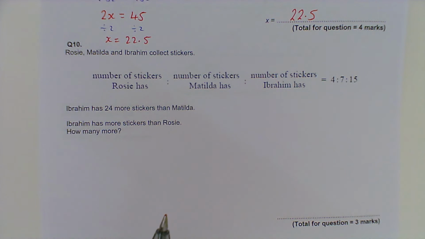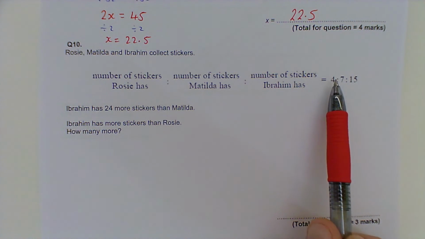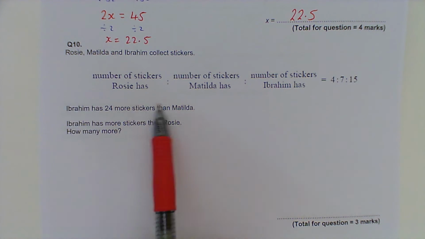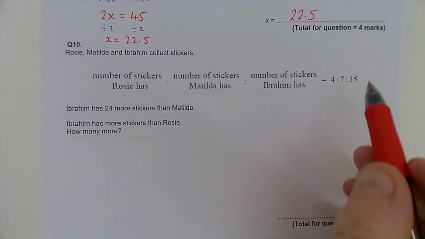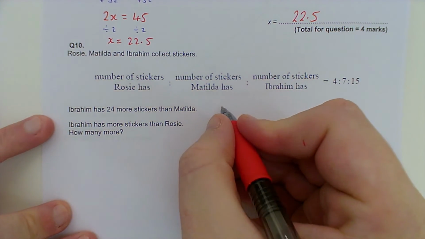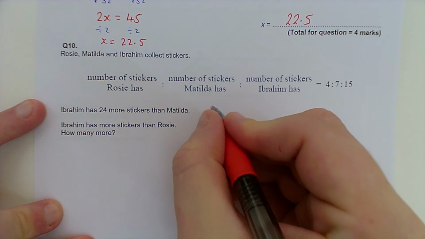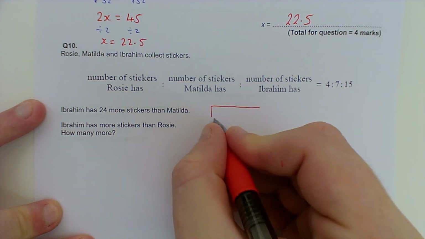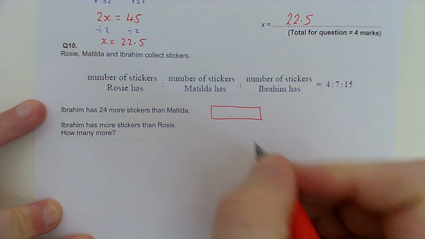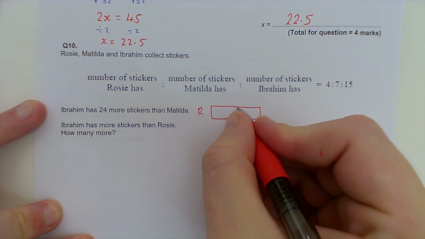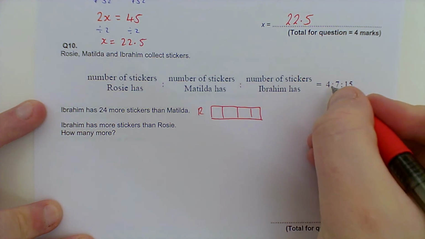Okay, question 10. Rosie, Matilda and Ibrahim collect stickers. They have stickers in the ratio 4 to 7 to 15. Ibrahim has 24 more than Matilda. Now, I realise it's a bigger number here, but I am a huge fan of drawing up boxes to represent ratios. So to start off with, this is Rosie, and she has 4 boxes.